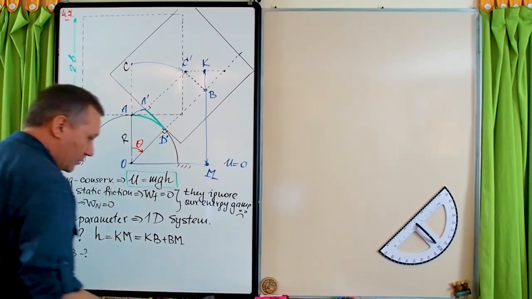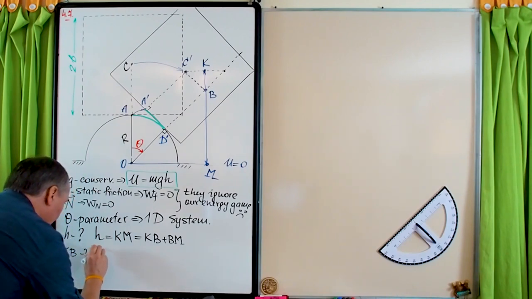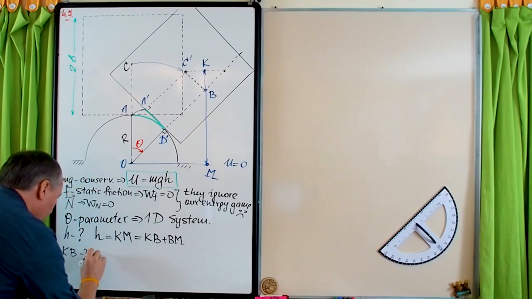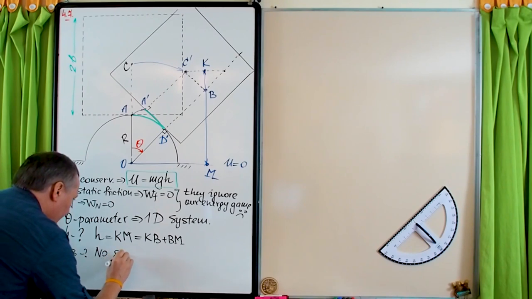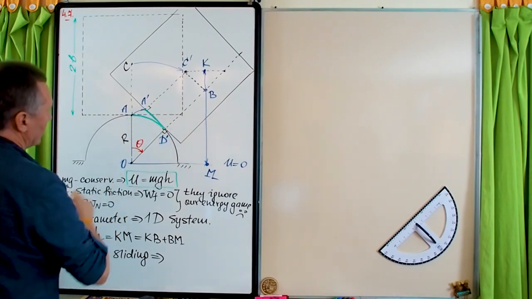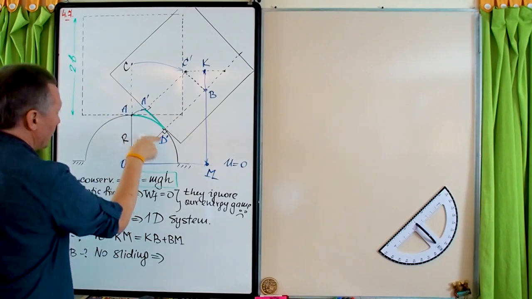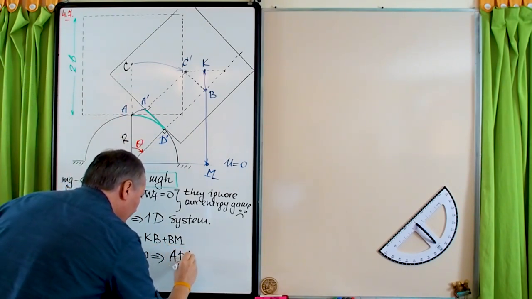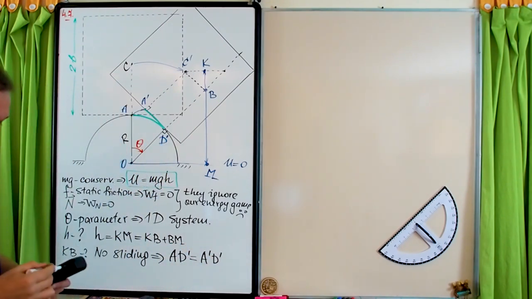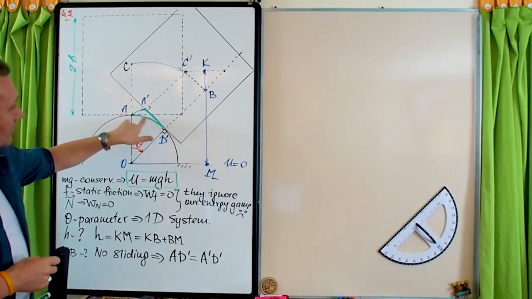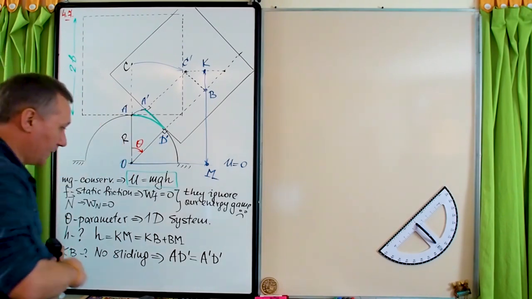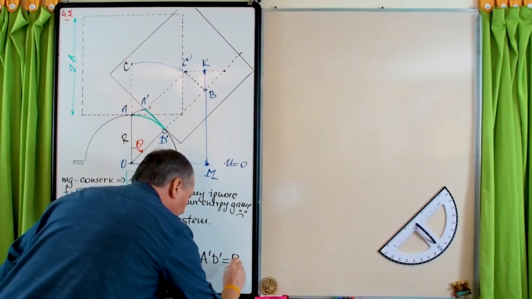So since there's no sliding, this means that the arc length AD prime equals A prime D prime. Can we find this? AD prime is just this arc length, with theta in radians. We can easily find it. It is equal to r times theta.